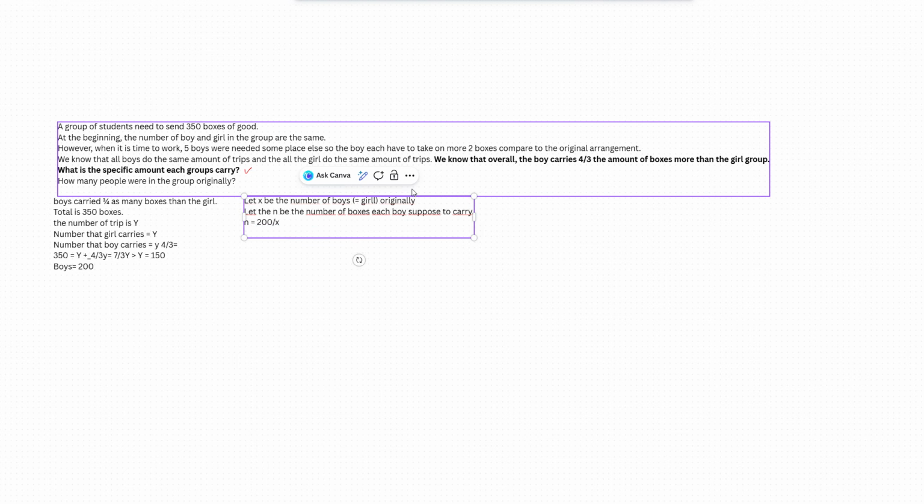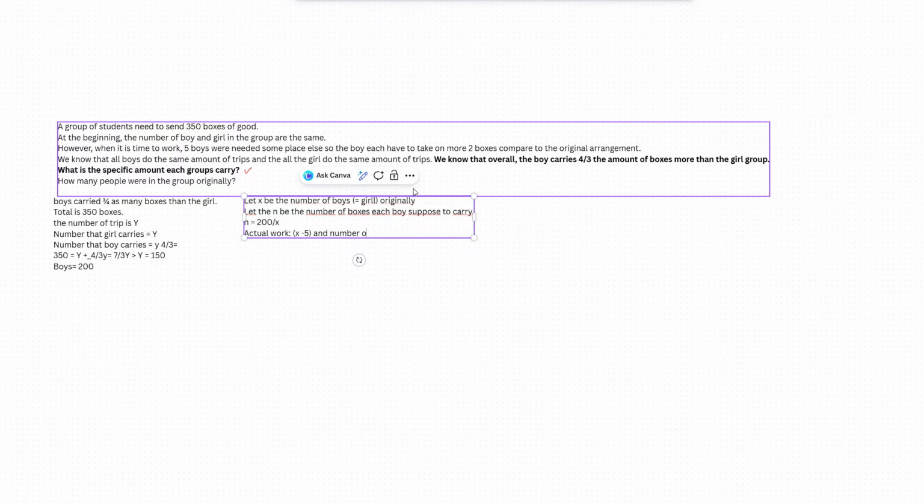Originally. But when they actually have to work, 5 boys got called out to do some of the tasks. So the actual work will be the number of boys, x, minus 5. And the number of boxes that they have to carry.